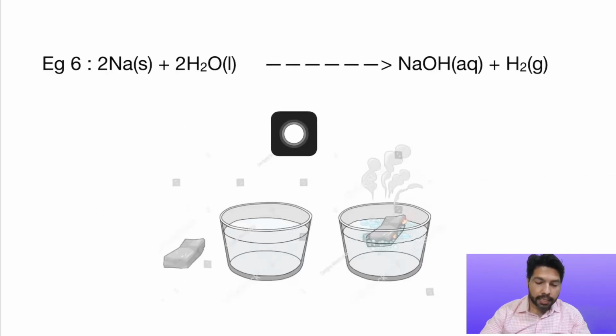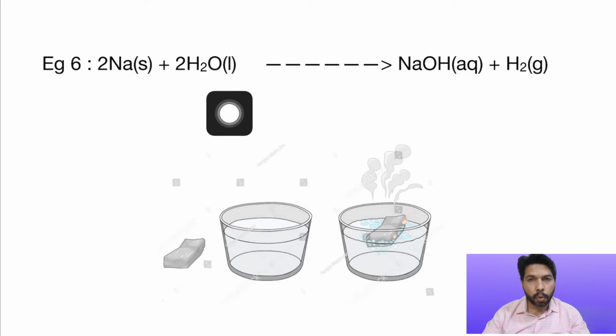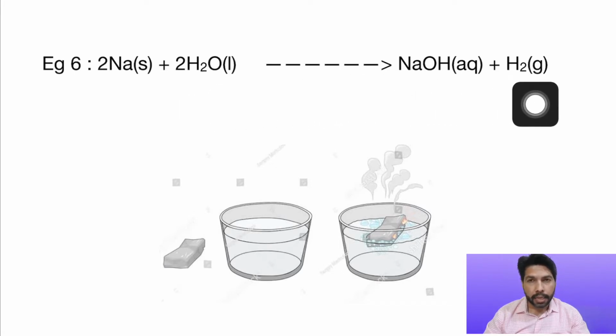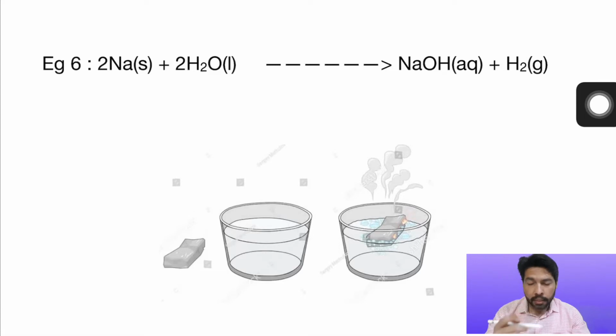In the sixth example, sodium plus H2O, sodium is more reactive than hydrogen, hence it displaces hydrogen from water, forming sodium hydroxide, and hydrogen gas is evolved. Now this reaction you must have studied in your junior classes. Whenever sodium is added to water, it starts burning because hydrogen is released, and the reaction is so exothermic that whatever hydrogen is released starts burning. So that is why the reaction is highly exothermic.